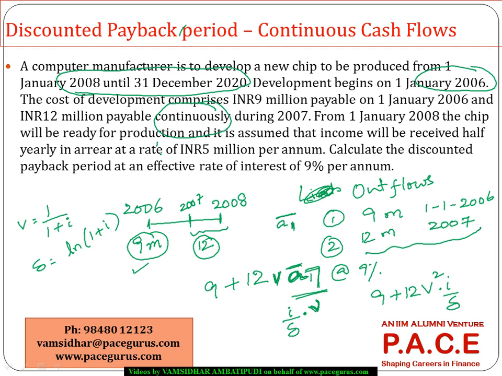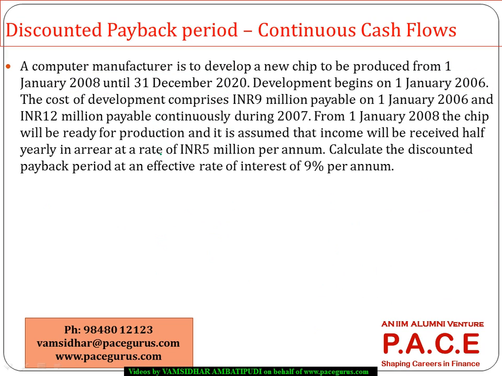Same logic I should use to go for inflows. Now what is the inflow part? From 1st Jan 2008, the chip will be ready for production and it is assumed that the income will be received half yearly in arrears at the rate of 5 million per annum. So we will be receiving 5 million per annum every year, which means 2.5 is received at the end of every semi-year.